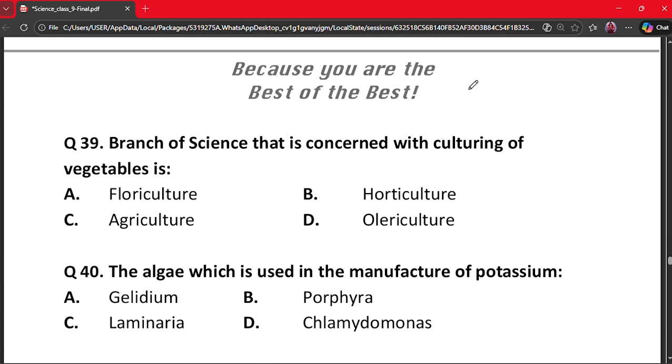Our next question is question number 39. Branch of science that is concerned with culturing of vegetables is A. Floriculture, B. Horticulture, C. Agriculture and D. Olericulture. The correct answer is Olericulture. Why? Because Olericulture deals specifically with cultivation of vegetables, and it is a branch of horticulture focusing on vegetable crops.